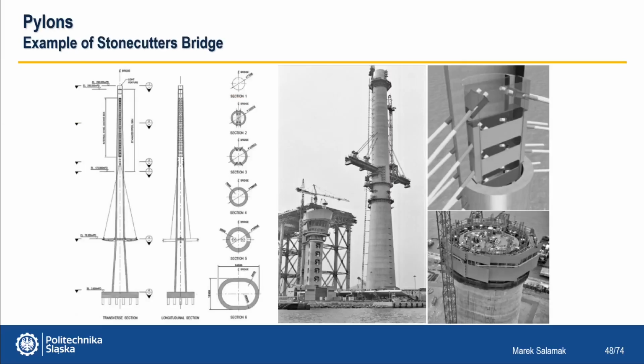The modern single-pillar pylon of the Stonecutters Bridge in Hong Kong. The pylon is 293 meters high, and in the lower part, it has a cross section of 24 by 18 meters, so larger than the volleyball court. It is a double steel jacket filled with concrete.